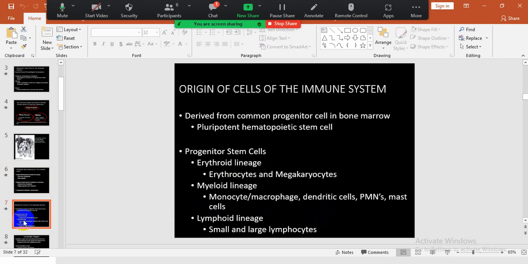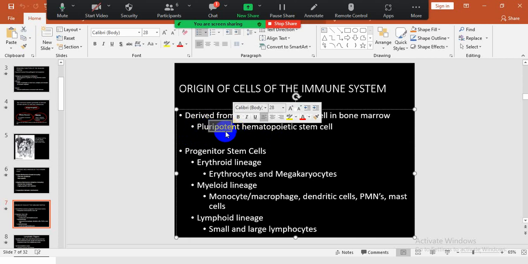So origin of cells of the immune system. The cells of the immune system are derived from common progenitor cells in bone marrow. When we talk about progenitor, it's an ancestor that gives birth to several others. So we have the common progenitor cells, and they are pluripotent hematopoietic stem cells. When we say hematopoietic, hematology is the study of what? Cells. So we have the red blood cells, the white blood cells. The stem cell producing them is pluripotent, meaning that it's able to generate different variety of cells.